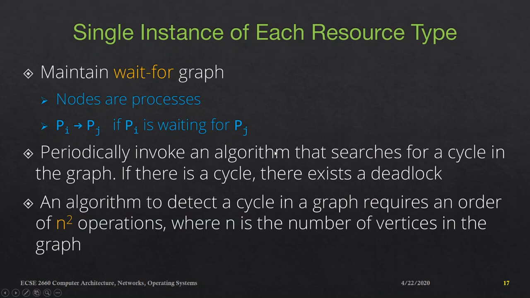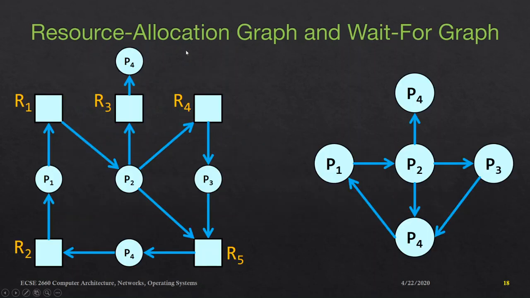Periodically, we are going to invoke this algorithm that searches for a cycle in the graph. And in this case, you only have one instance per resource type, which means that if there is a cycle that exists, then for sure we are going to have a deadlock. An algorithm that detects a cycle in this wait-for graph requires an order of n squared operations, where n is the number of vertices in the graph. In this case, all our vertices correspond to the processes. So by that, we can get an estimate of the number of operations required to detect a cycle or a deadlock. So we have two graphs over here.